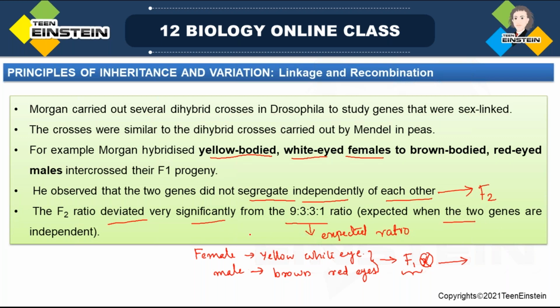But in Morgan's study, in the F2 generation, that ratio was entirely different, with so much deviation from the expected Mendelian ratio. He expected 9:3:3:1 in the F2 result, but he got a deviated ratio from the F2.